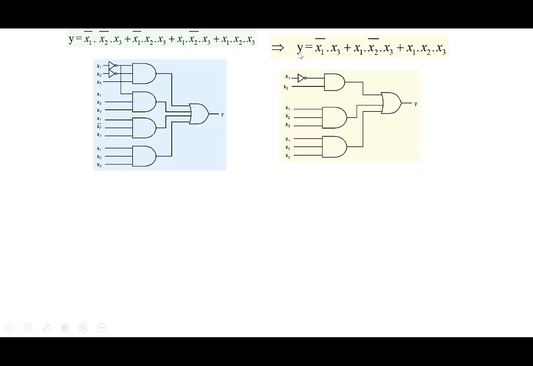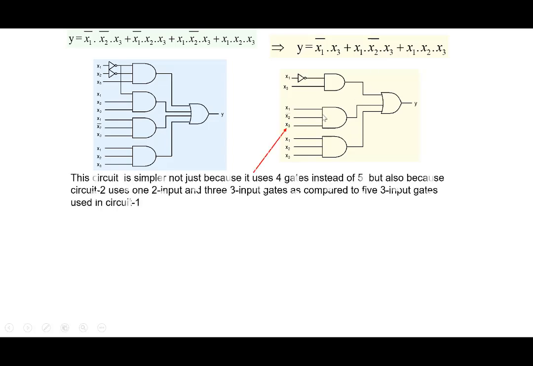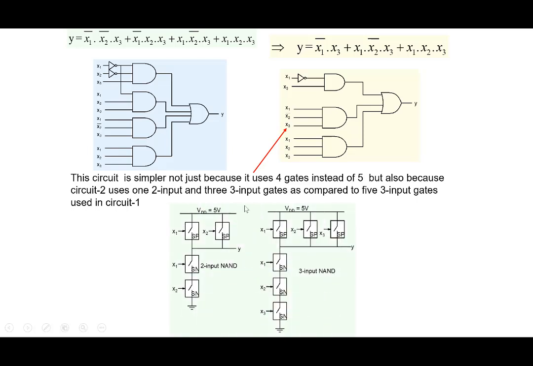So if you look at it, this term x1 bar dot x3 is a simpler term. It has only 2 literals, 2 input variables in it, and that's why it requires a simpler gate here. While this one has 3 literals or 3 inputs, so it requires a more complicated gate. All right, so this is what we are talking about. A 2-input NAND gate is here and a 3-input NAND gate is here. This requires 4 transistors, 2 P-type, 2 N-type. This requires 6 transistors, 3 N-type and 3 P-type.